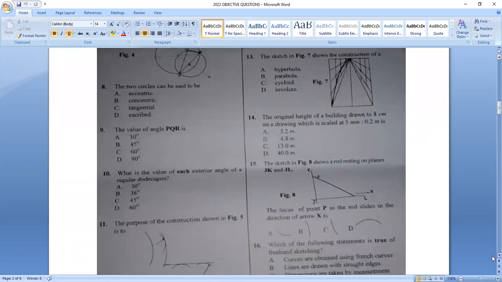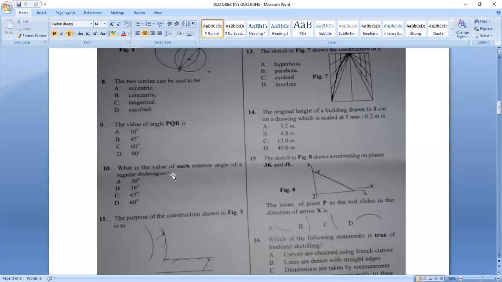What is the value of each exterior angle of a regular dodecagon? A dodecagon is a 12-sided polygon. And as we know, there's a formula that we can use to determine the exterior angle of a regular polygon. That is, the exterior angle is equal to 360 divided by the number of sides. So if the number of sides is 12 and we divide 360 by 12, that will give us 30.